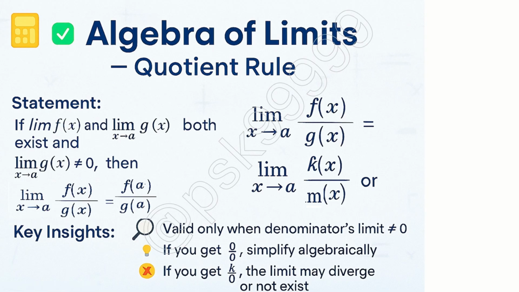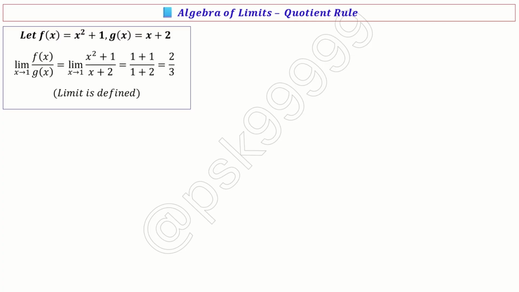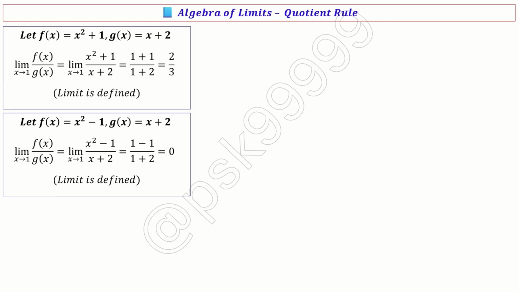There are more ways to solve these f of x by g of x limits. We'll see as we go. Okay, so let's see some examples. Let's say f of x equals x square plus 1, g of x is x plus 2, and limit of x tends to 1, f of x by g of x. If I substitute x equal to 1, the denominator is not 0, I get 2 by 3, so the limit is defined and the value is 2 by 3. Fine, this is straightforward. And in this case the numerator is 0, the denominator is not 0, so the limit is defined and the limit value is 0.